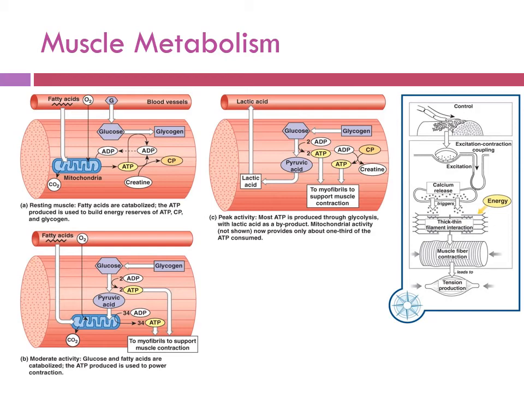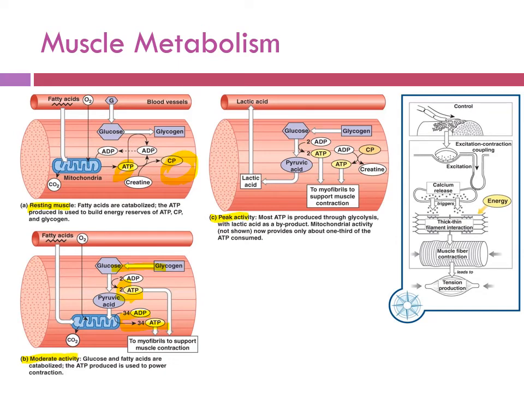So in our resting muscle, this is what we're starting with up here, our resting muscle, we're breaking down fatty acids and glucose, and we are creating ATP, and then our additional ATP is creating creatine phosphate, which is going to store energy for use later. With moderate activity, glycogen gets broken down to glucose, and then we create 2 ATP, and then we can also create ATP from ADP stores.